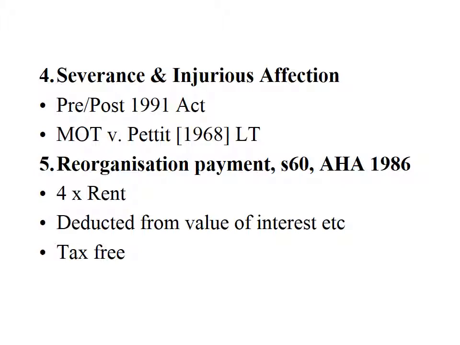There is also retained, for tax reasons, the reorganisation payment which arises under Section 60 of the Agricultural Holdings Act 1986. This payment is based on 4 times the rent over the land which has been lost. However, that is seen as being a doubling up of the value of the tenant's interest, and an important principle of compensation is that you can't be paid for the same thing twice.